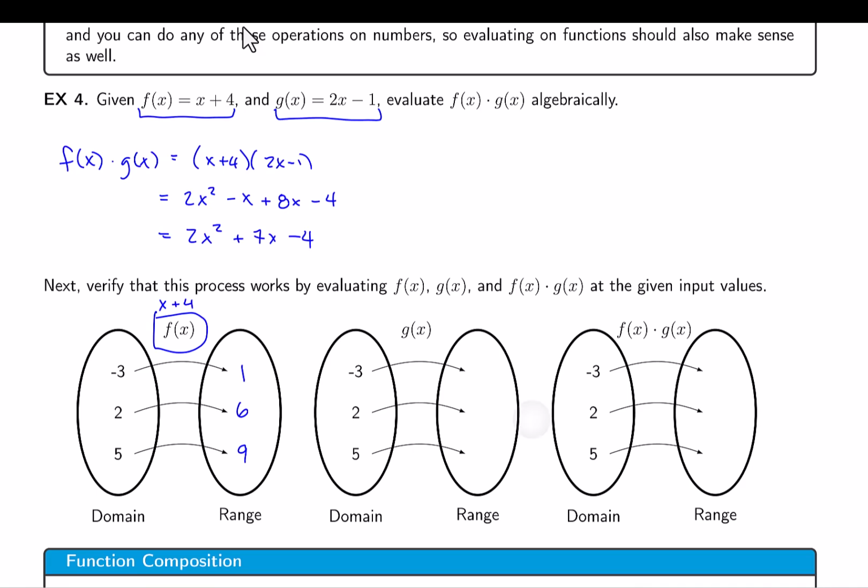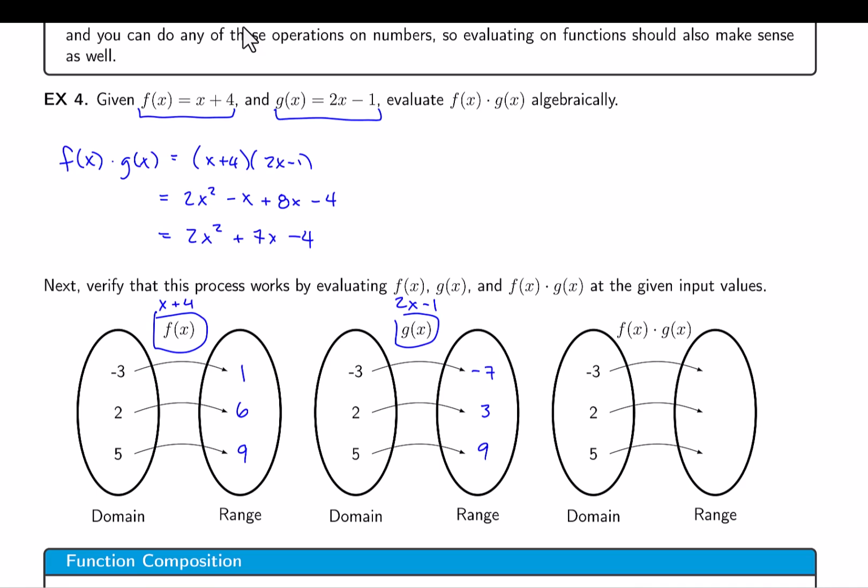All right, let's go on over to g of x, which was 2x minus 1. Hopefully I don't make an arithmetic mistake as I go along. 2 times -3 is -6, minus 1 is -7. 2 times 2 is 4, minus 1 is 3. 5 times 2 is 10, minus 1 is 9.